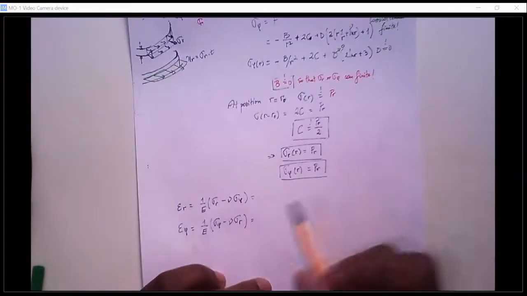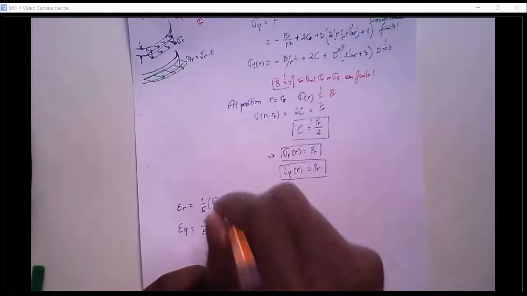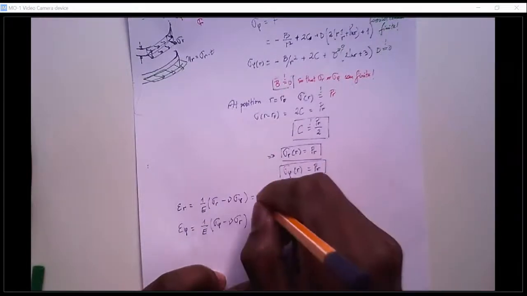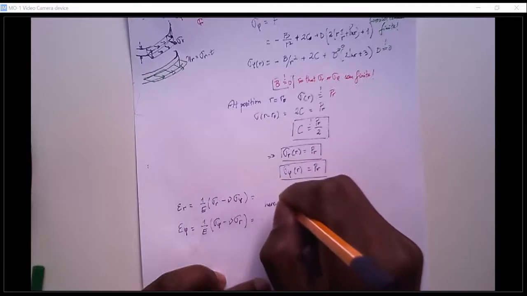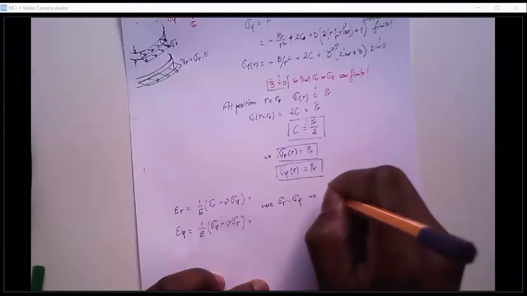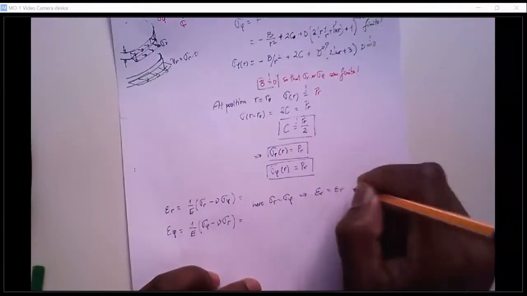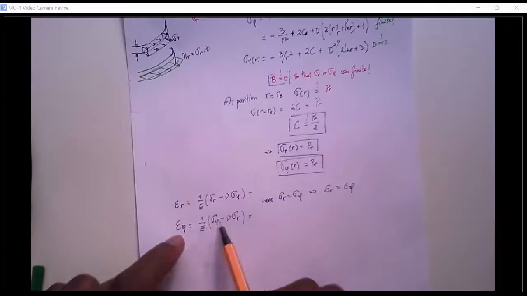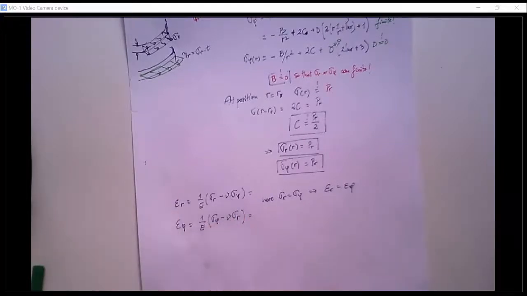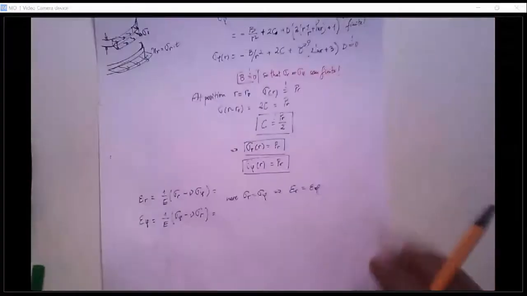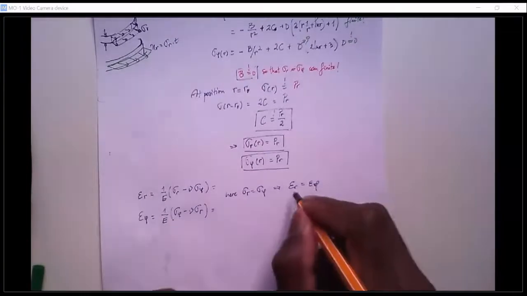In this case, sigma r equals sigma phi. So that means that epsilon r is also equal to epsilon phi. So basically, sigma phi and sigma r are the same, so both formulas would be the same in this case.